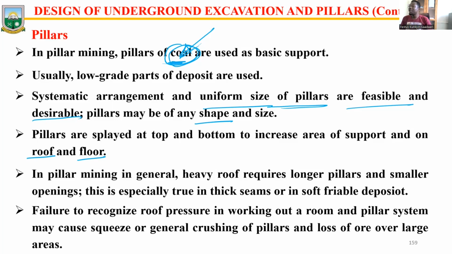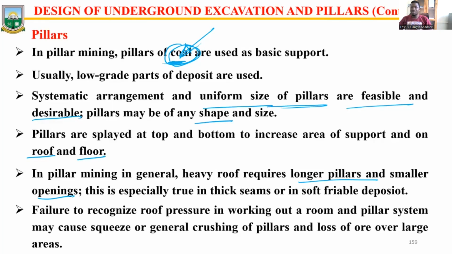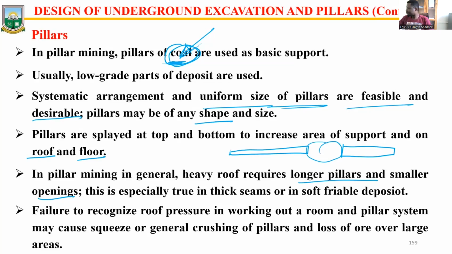Then we have in pillar mining in general, heavy roof requires longer pillars and smaller openings. So if you have materials that are heavy, we prefer that you bring in a pillar that is long. Then the openings where you are going to be working should be smaller. This is the place you are going to be working. So that place should be smaller, and then you have thin, longer pillars. Then we have, this is deposit, sorry.